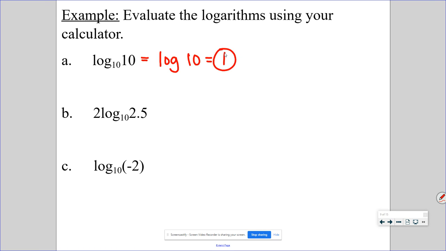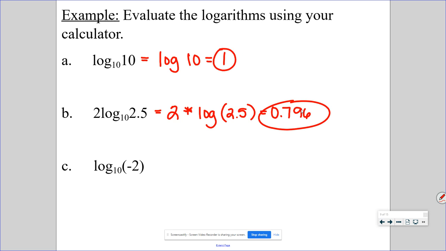Okay, this second expression in a calculator, since it's a log base 10, you can do it. You would be doing 2 times log, and then I think it makes parentheses when you hit the log button, but log of 2.5. That's how you would type it into your calculator. And this one, just if you want to check, is supposed to be 0.796.